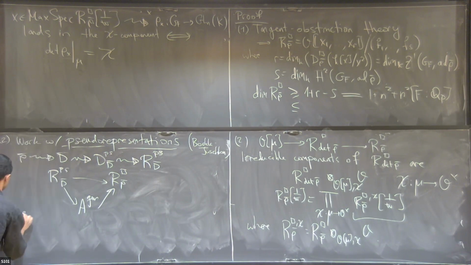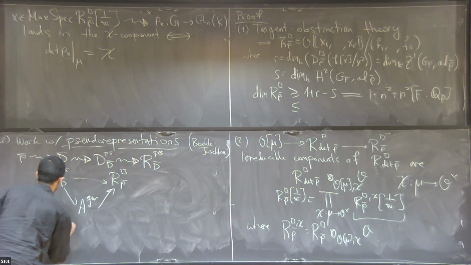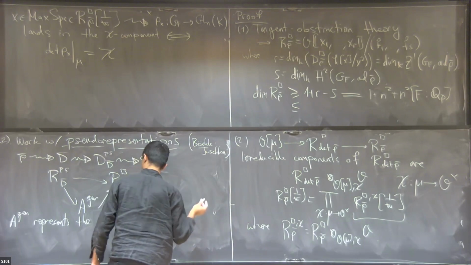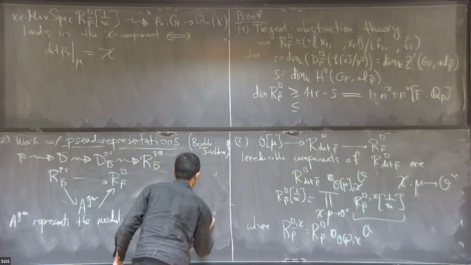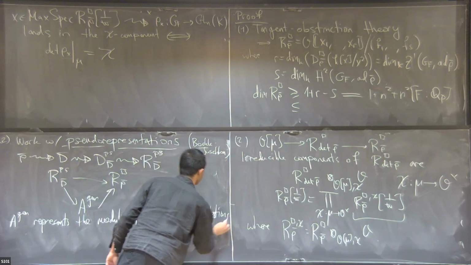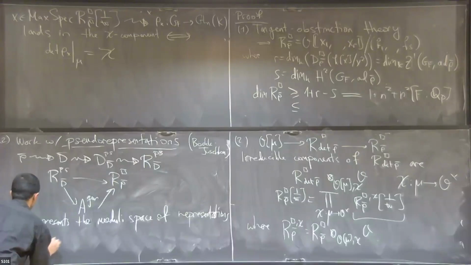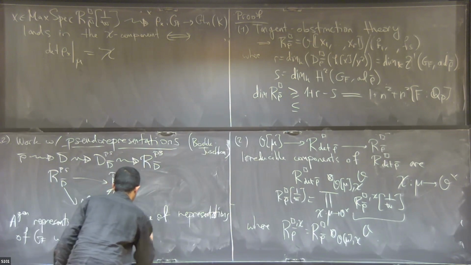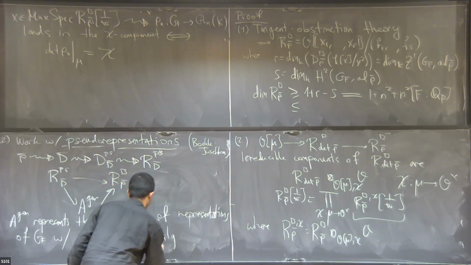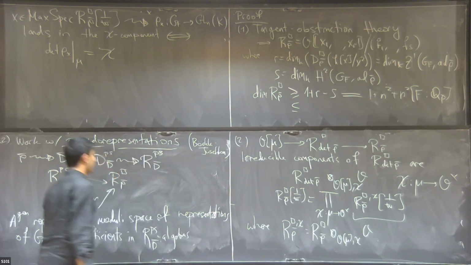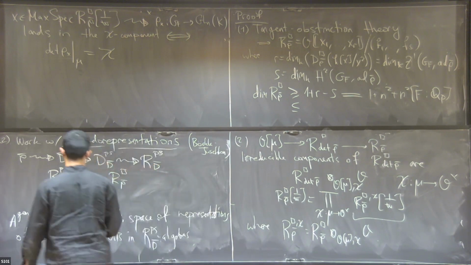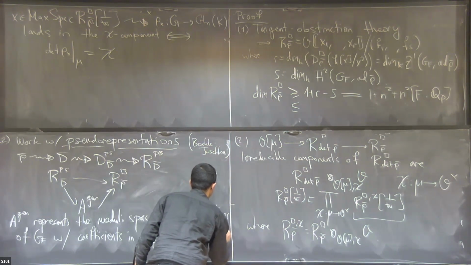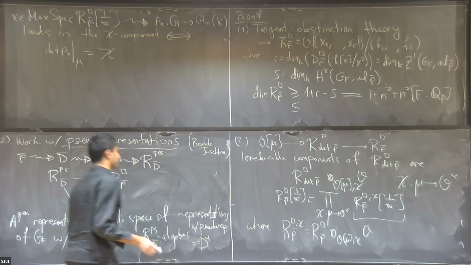AGen represents the moduli space of representations of GF. But now the coefficients are actually in RPS algebras, so RPS D bar algebras. And moreover, we require that these representations have associated pseudo representation equal to the universal pseudo representation, right?